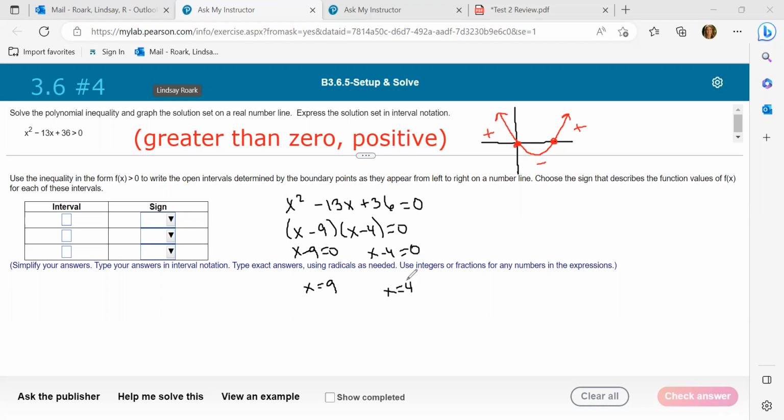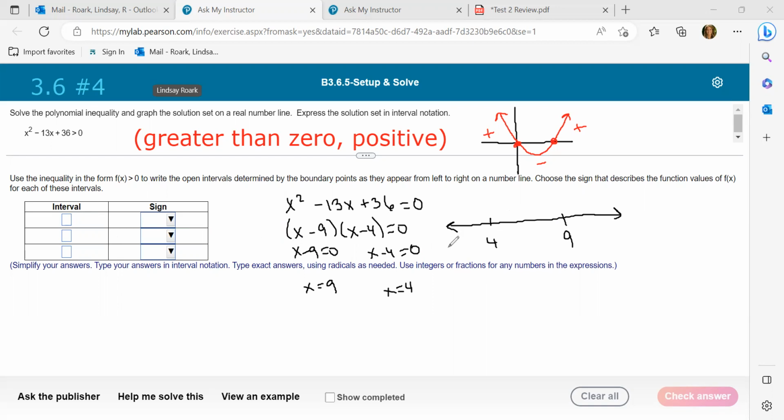Okay, so thinking back again to my random graph I had up here, that checks out, I think, of mostly what we were thinking of. Now what we are typically asked to do, if this is a written problem, is we would have a lovely little number line and we would put our two numbers here, 4 and 9. The difference with this problem is they have this section where it says use inequality in the form f of x is greater than 0 to write the open intervals determined by the boundary points as they appear from left to right on a number line.